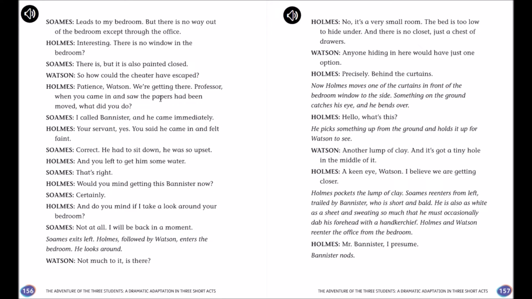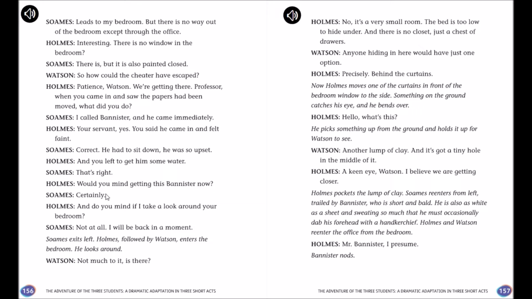Professor, when you came in and saw the papers had been moved, what did you do? Soames. I called Bannister, and he came immediately. Holmes. Your servant, yes? You said he came in and felt faint. Soames. Correct. He had to sit down. He was so upset. Holmes. And you left to get him some water? Soames. That's right. Holmes. Would you mind getting this Bannister now?